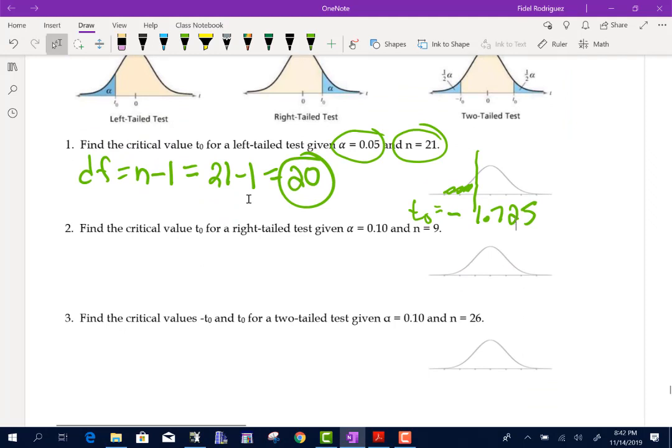Now, let's do it for the right tail test. So for the right tail test, look at my alpha here. It's 0.10, right?